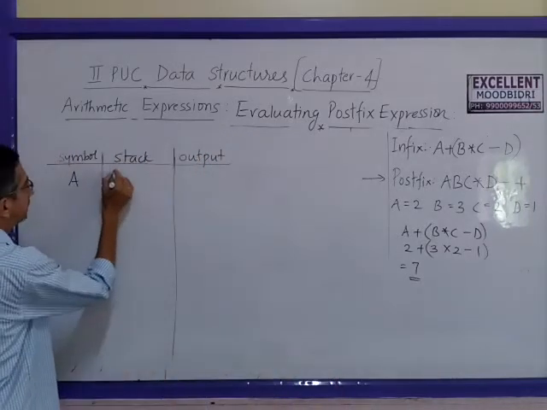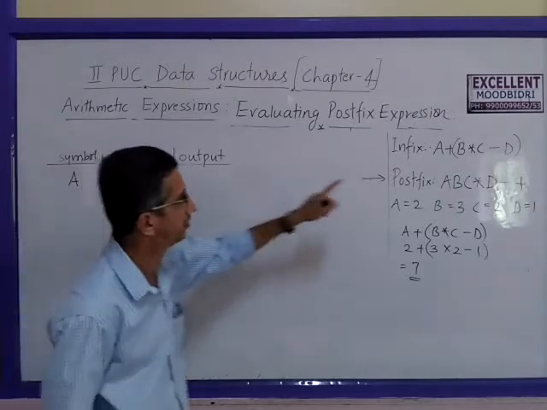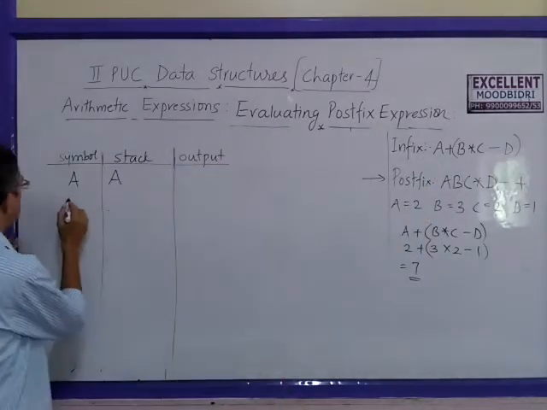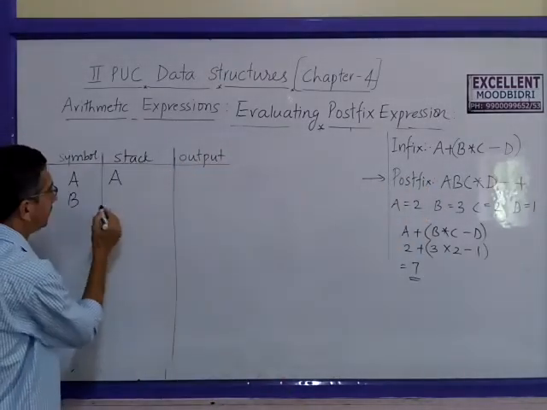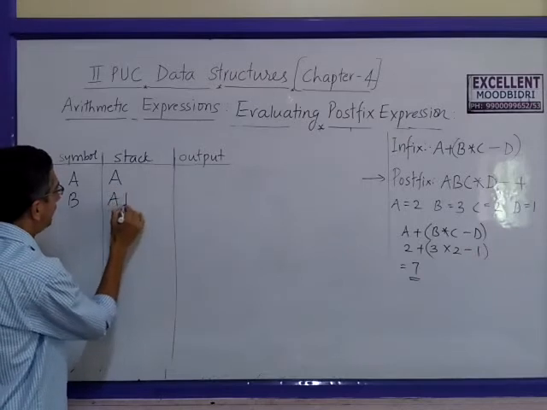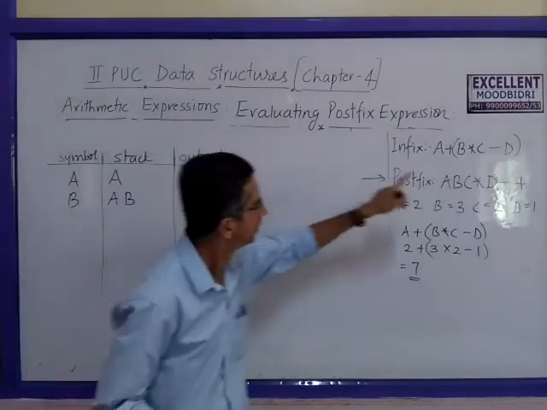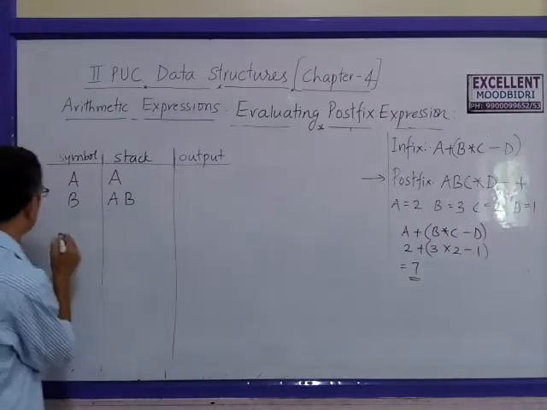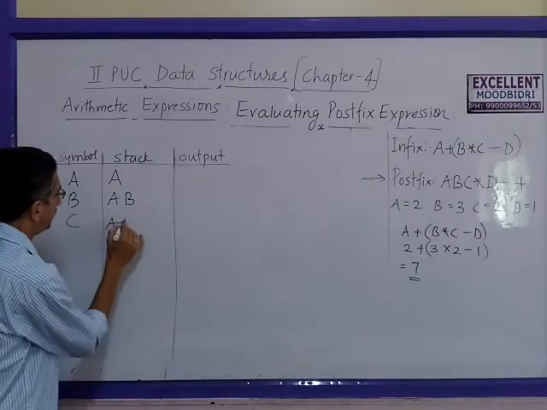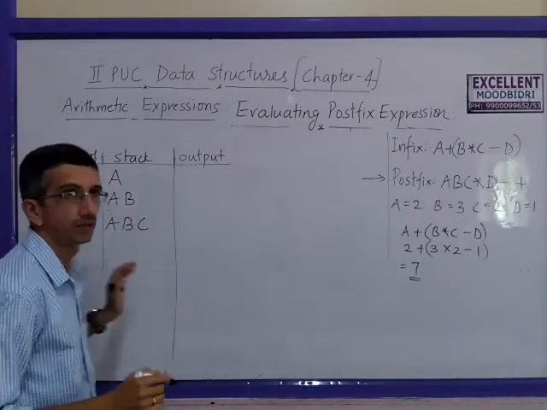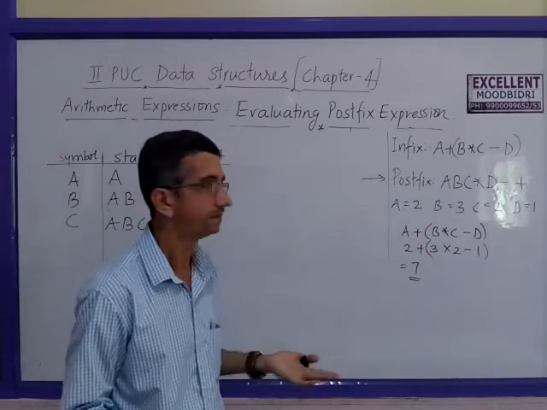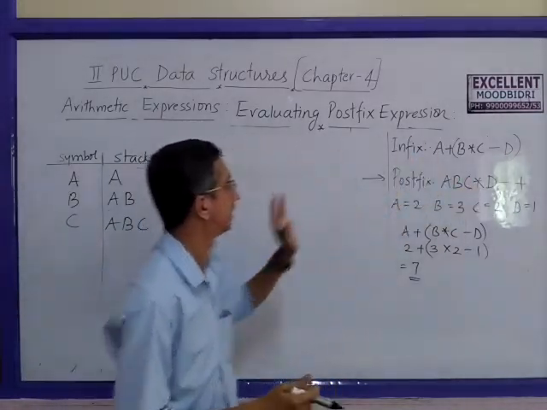So stack contains A. Next symbol B. Push onto the stack. It is also an operand. A and B. Third symbol C. This is also operand. So A, B and C. Push onto the stack if it is an operand. Next symbol star.